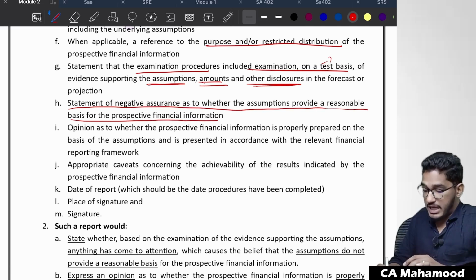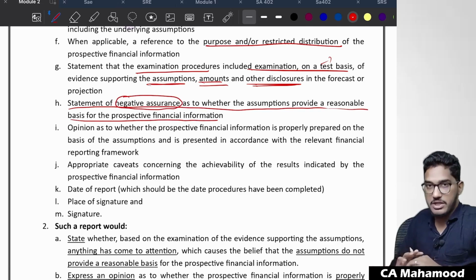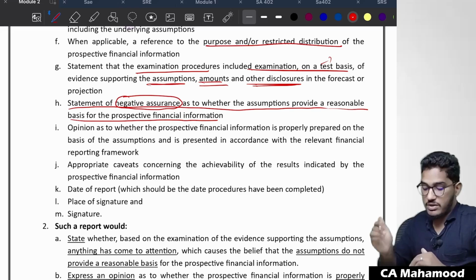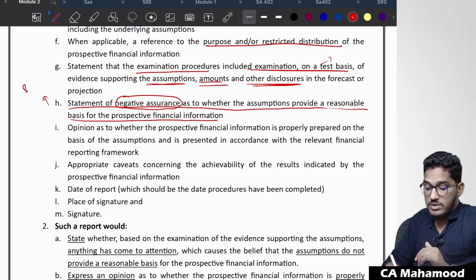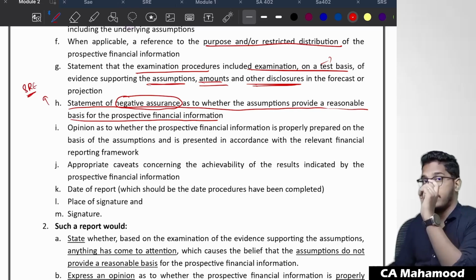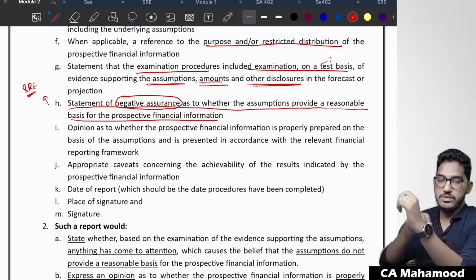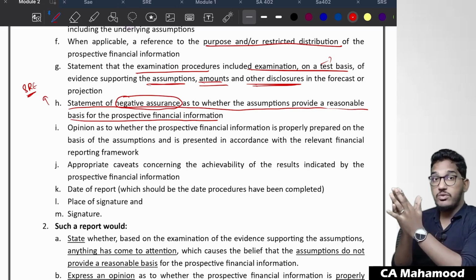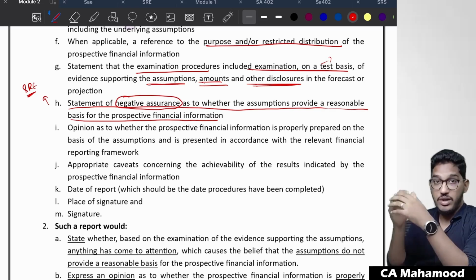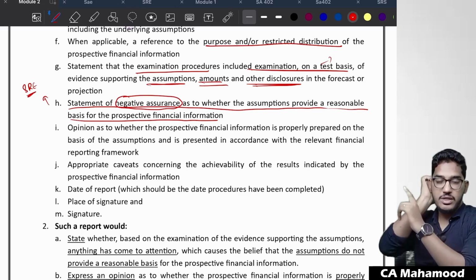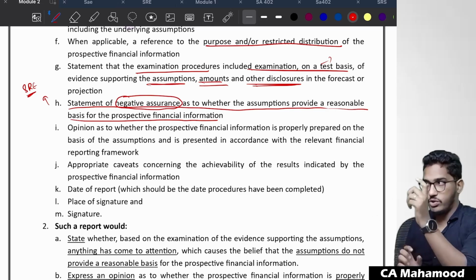So you have to give an assurance, and that too in a negative form. Sir, what do you mean by negative assurance? That means whatever terminology we have used in the SRE, in the case of review engagements, we issue our conclusion in negative terms. That means based on a review, nothing has come to our knowledge that financial statements are misleading. Do you remember?